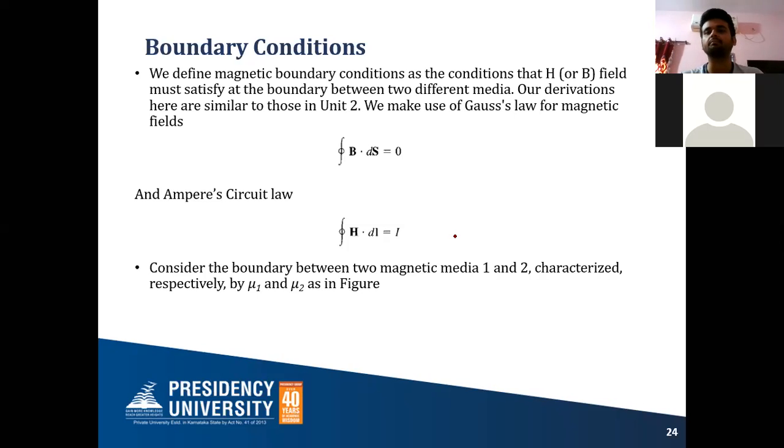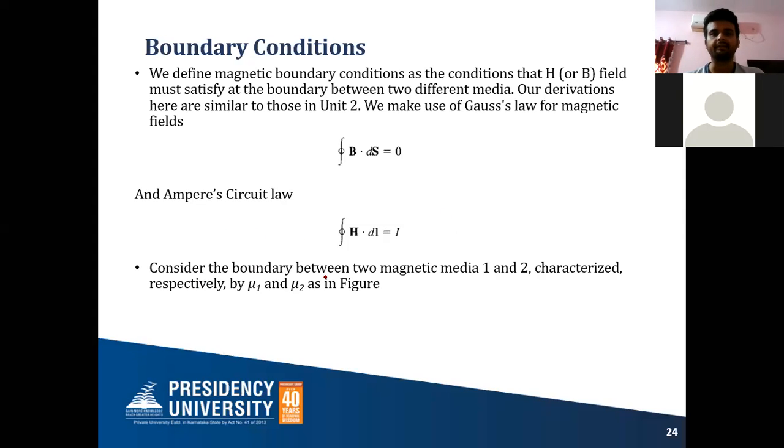Here you are talking in terms of magnetic field intensity or magnetic flux density. Here also we will have two media. One interface will be there, and we will have two media having different permeabilities. In those cases it was permittivities; in this case it will be permeability. Same concept here, but here we have magnetic field, there we had electric field.